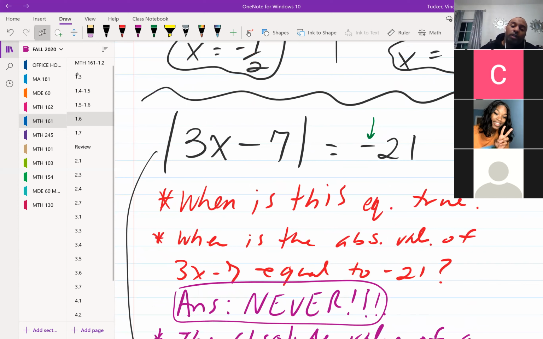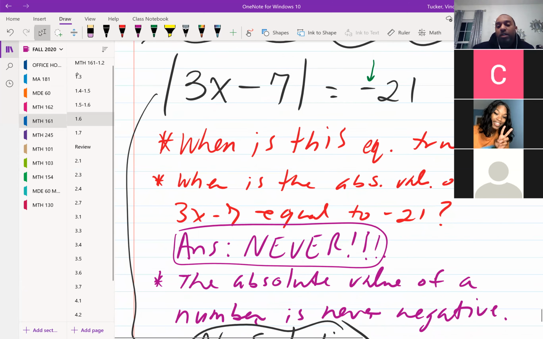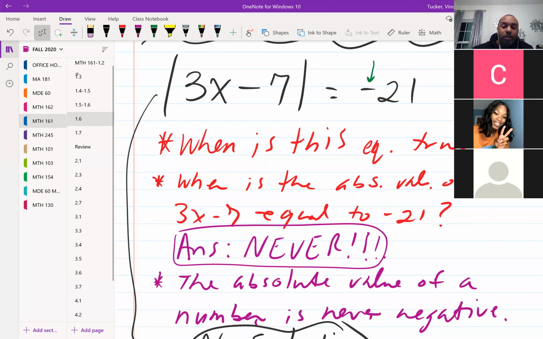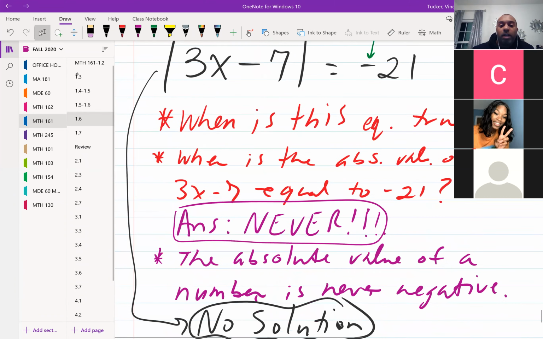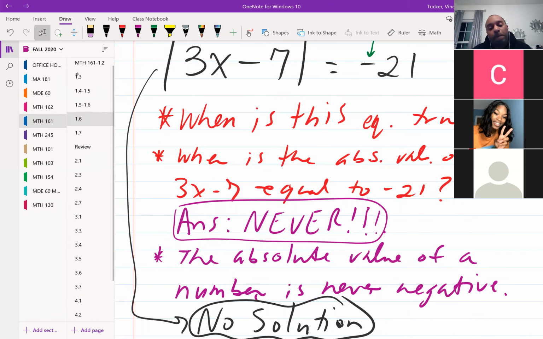Because remember, whenever you take the absolute value of something, the result will always be positive. So there's no way for the absolute value of 3x minus 7 to yield a negative 21. So when you have this type of problem, it's kind of like a trick question. If you really start putting in work on this, you're actually wasting your time because the result of the absolute value can never be negative, and that means the answer is no solution.